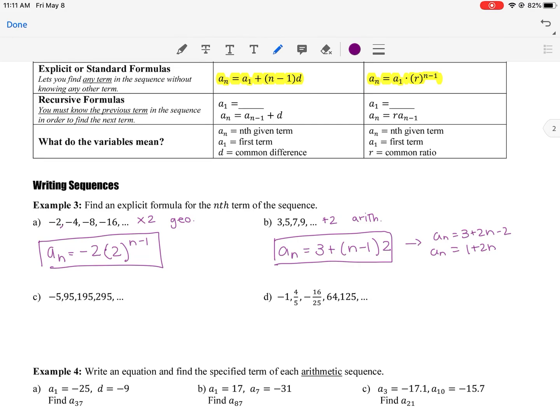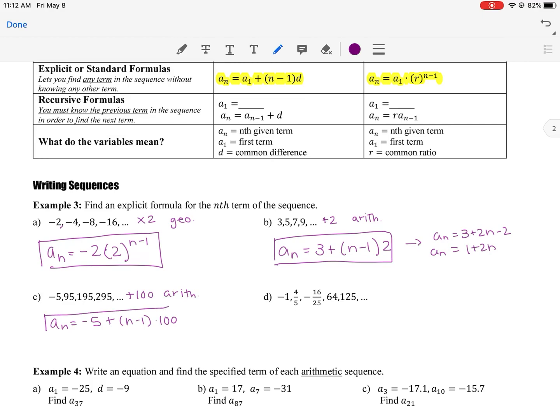Okay, this next one, we got -5, 95, 195, and then 295. So this one's not maybe quite as obvious, but if you think about like, hey, -5 times what is 95? If you take 95 and divide it by -5, you get -19. But timesing that by 95, you get 1,805, so that's way too big. What actually is happening here is we're adding 100 every time. So once again, it's arithmetic. So you got a sub n equals -5 plus n minus 1 times our difference of 100. For the record, you can also do 100 times n minus 1.